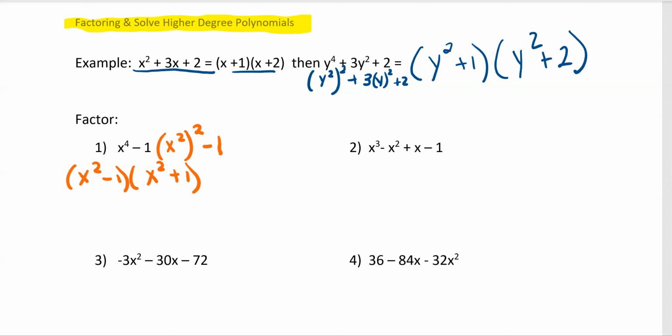But you're not finished, because x squared minus 1 is a difference of perfect squares, and it will factor into x minus 1, x plus 1. But x squared plus 1 is a sum of perfect squares, and it will not factor.